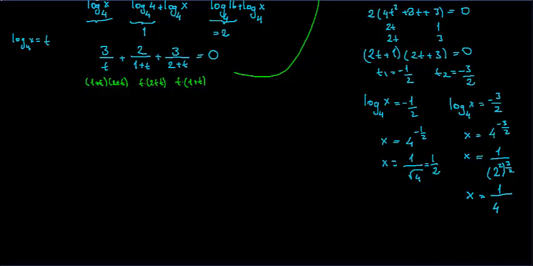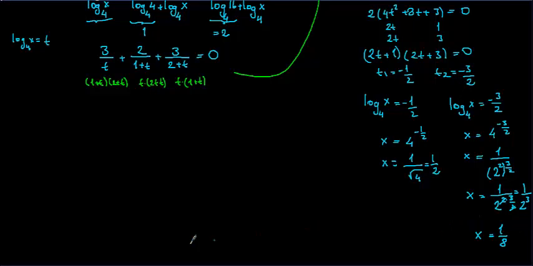Pardon, we are going to multiply the powers only. 2 to the power of 2 times 3 over 2. You need to simplify them. That's equal to 1 over 2 to the power of 3, and x is equal to 1 over 8, it must be.